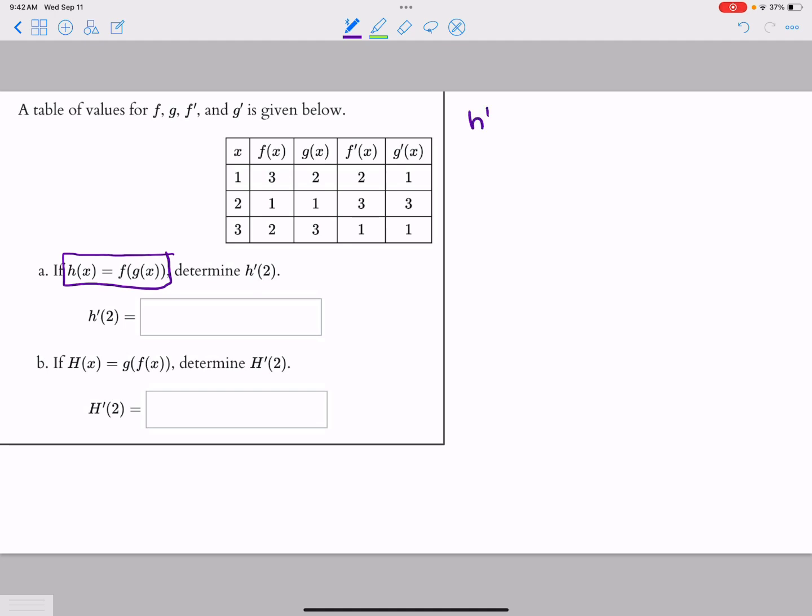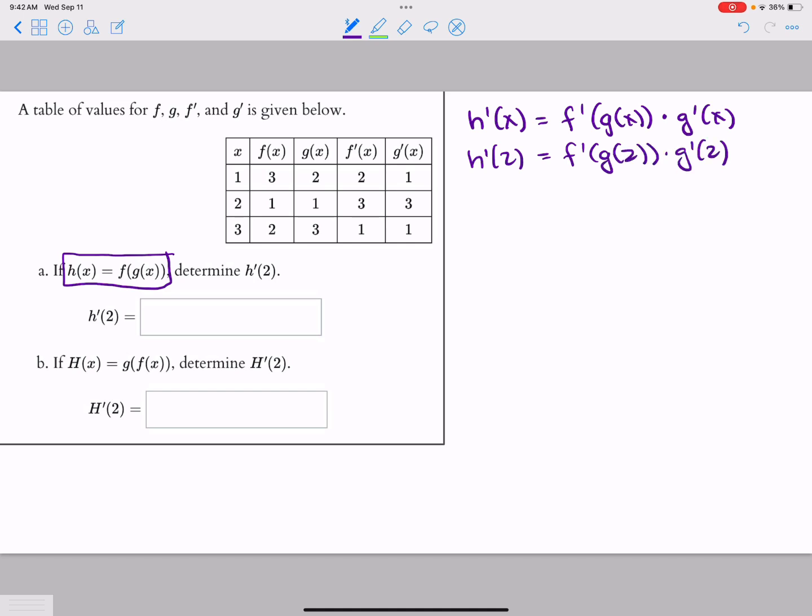So if I want to just find the derivative of h, it's the derivative of the outside, leave the inside alone, times the derivative of the inside. So if I want to find h prime at 2, I'm just going to plug 2 everywhere I see an x.